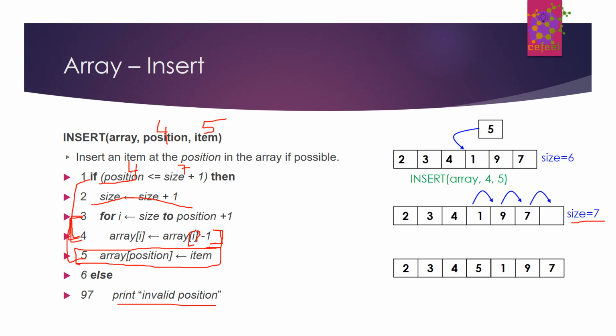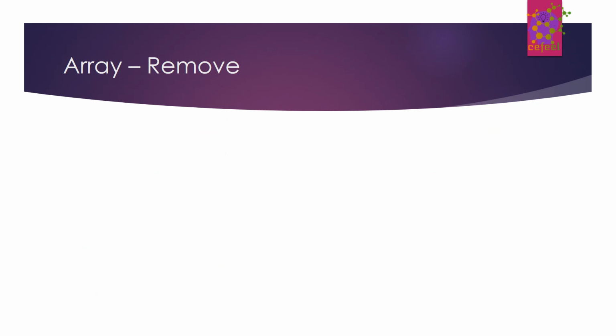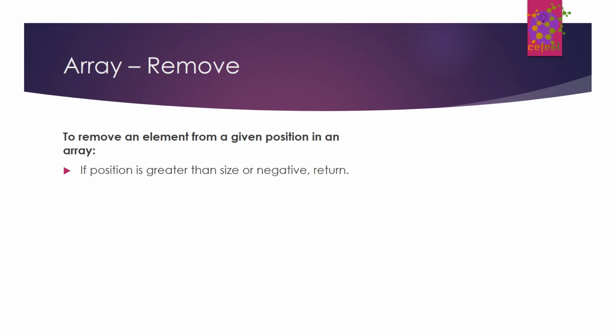Awesome. So let's now move ahead and see the next operation, which is the remove operation. So the remove operation is pretty much the opposite of what insert was, because here we just need to delete an element and then eat up the extra space that's created. So again, the first step is to check the validity of the given position. So if position is greater than size or negative, then we just return.